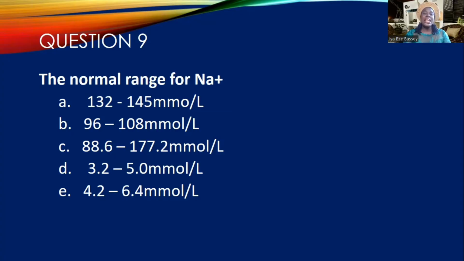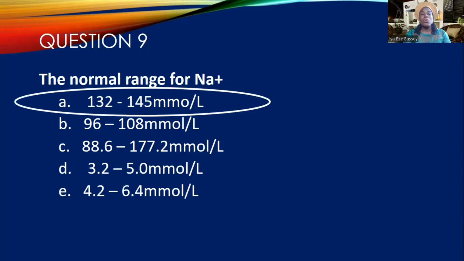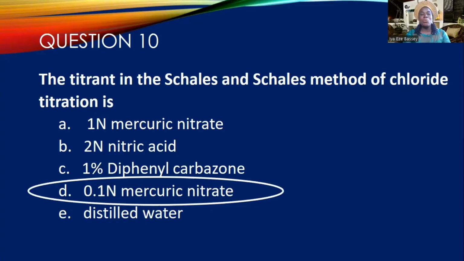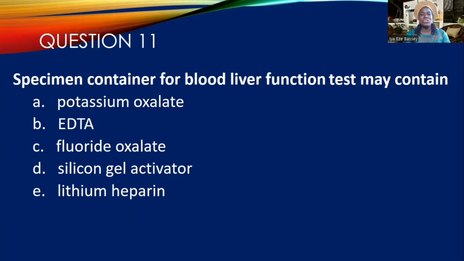Then 96 to 108 millimoles per liter, that's chloride. So it remains A, 132 to 145 millimoles per liter. That's the normal range for sodium. All right, the titrant in the Schales and Schales method of chloride titration is A, 1 normal mercuric nitrate, B, 2 normal nitric acid, C, 1% diphenylcarbazone, D, 0.1 normal mercuric nitrate, E, distilled water. The answer is 0.1 normal mercuric nitrate.